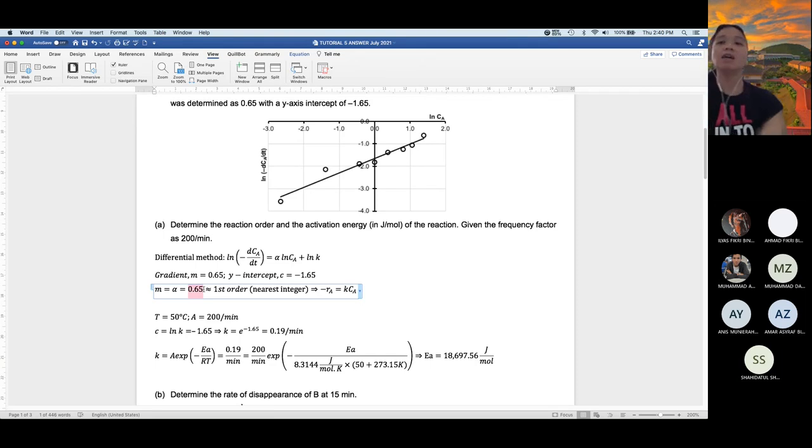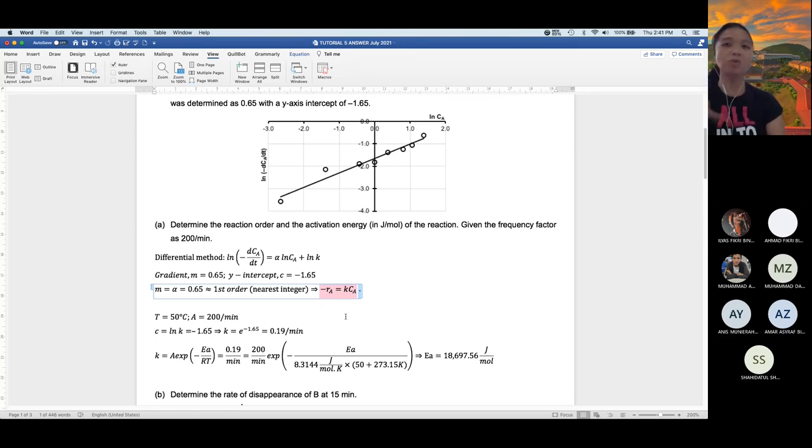Next, so once kita dah tahu alpha is 1, we can also write down the rate law. So rate law dia akan menjadi minus RA equals to K CA power of 1. So why power of 1? Sebab kita dah determine alpha tu 1. So reaction order tu adalah 1. Rate law minus RA equals K CA. Next part, dia nak cari EA.